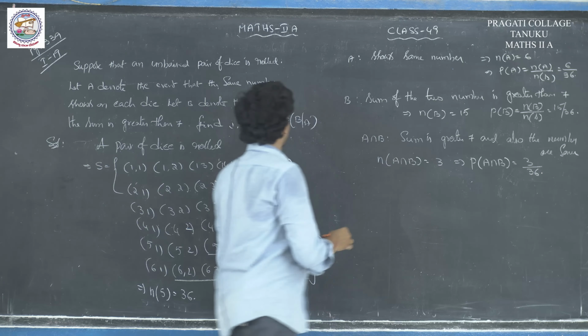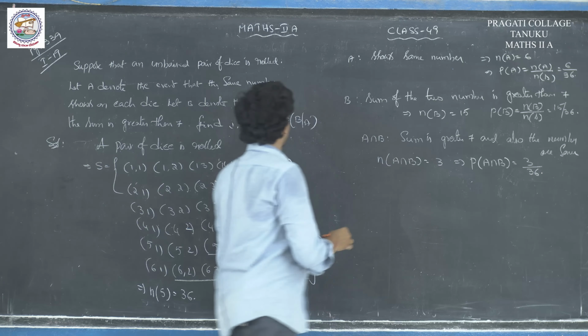Okay. The next sum is: the probability that Australia will win a match against India in a cricket game is given to be 1 by 3. That means Australia will win a match is P of Australia is 1 by 3. That means Australia will lose the match.